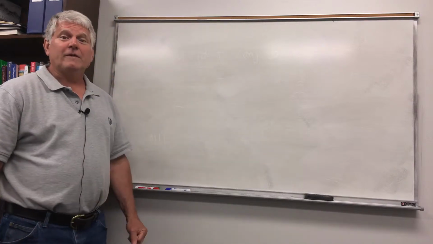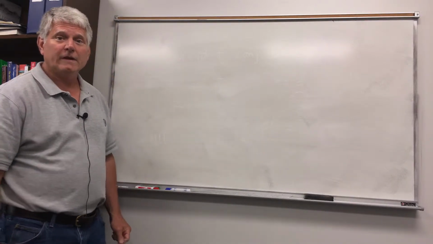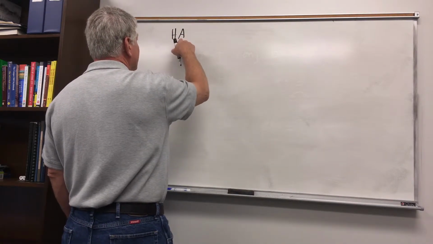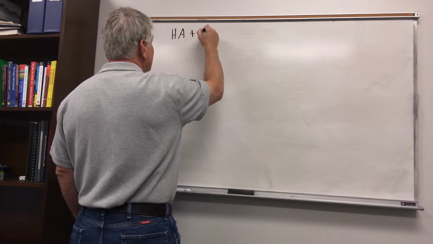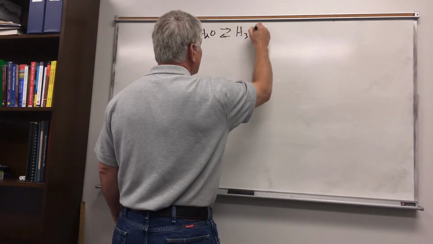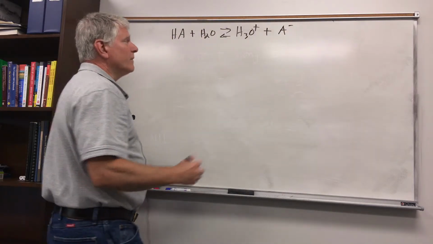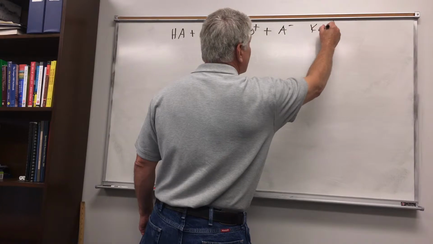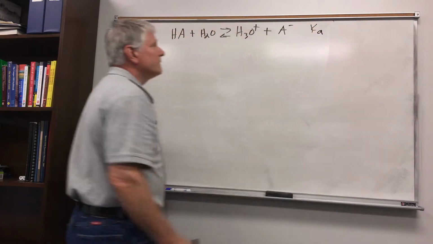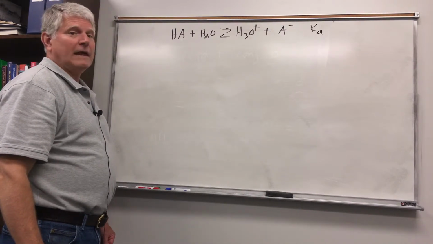Now let's consider all the chemical reactions that are occurring in a buffer solution. So we have an acid. I'll just use some general acid form, HA, and its reaction in water. We call this reaction and its equilibrium constant K sub A.